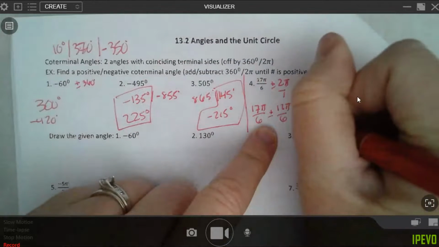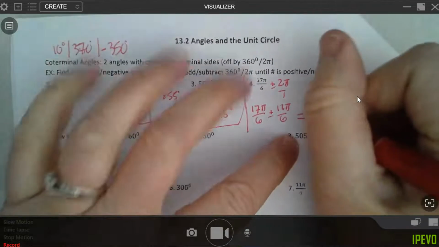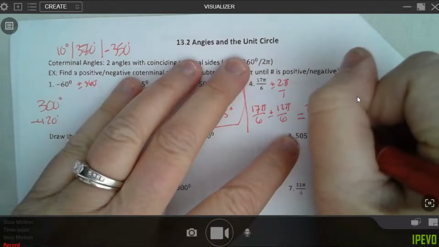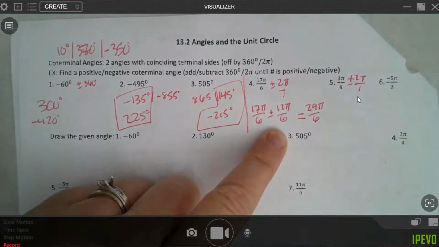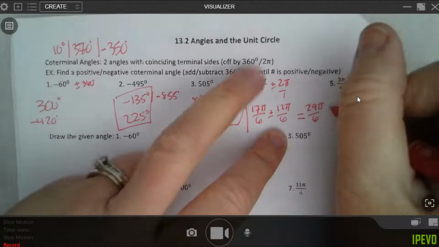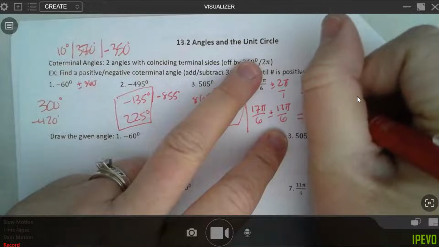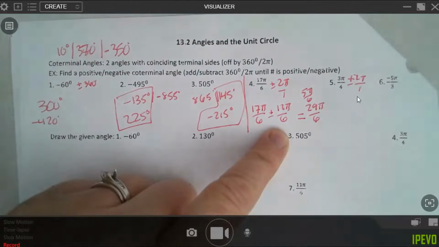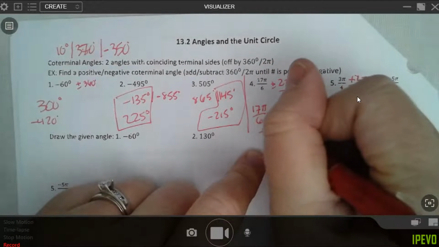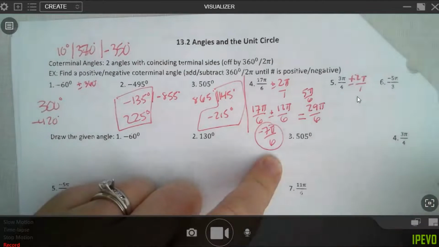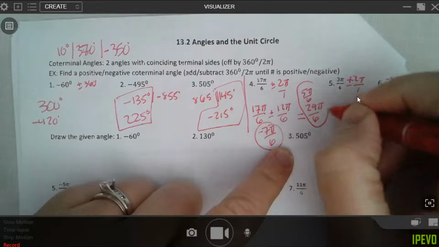So when I add my 12 pi, I get 29 pi over 6. When I subtract it, I get a positive still. If you do 17 minus your 12, I get 5 pi over 6. So either of those positives is fine. And then I have to subtract it one more time to get negative. So negative 7 pi over 6. So there's my negative, and either one of these two could be your positives.